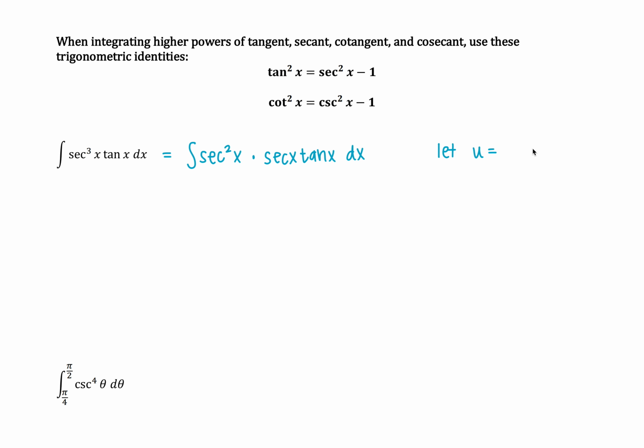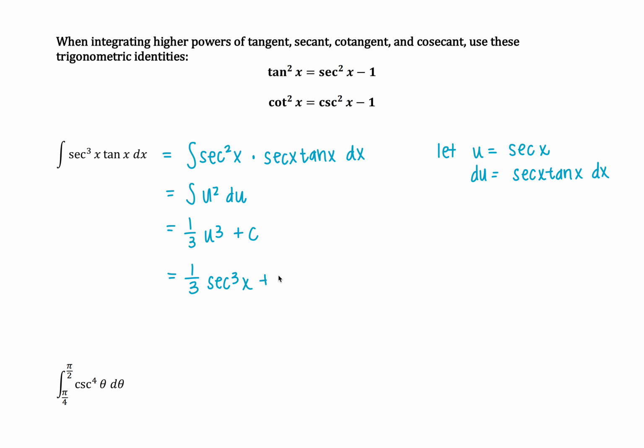If I let u equal secant x, du is secant x tangent x dx. So lo and behold, I've got everything I need here. I could rewrite this as u squared du. When I integrate, I get 1/3 u cubed plus my constant c. Since u is secant x, this just leaves me with 1/3 secant cubed x plus c.